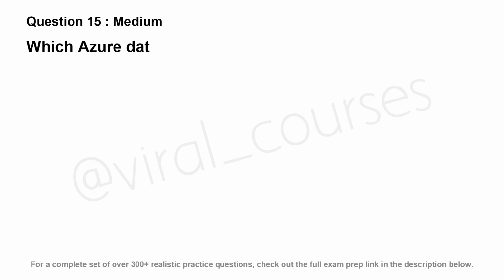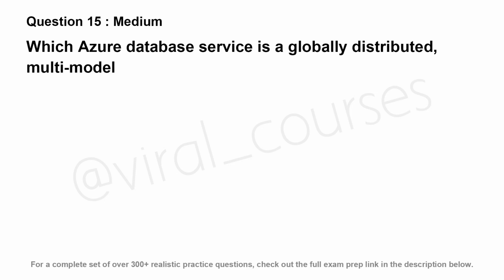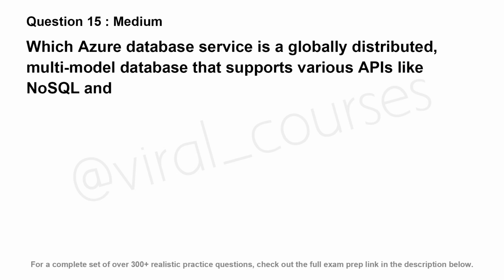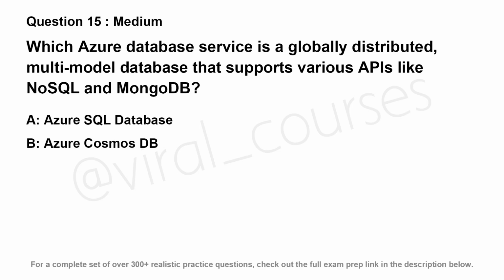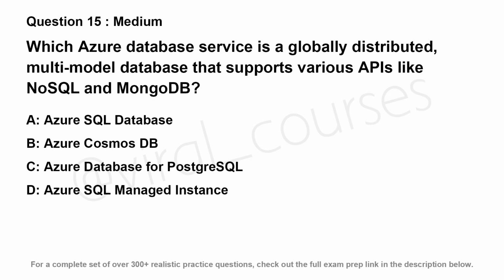Which Azure database service is a globally distributed, multi-model database that supports various APIs like NoSQL and MongoDB? Option A, Azure SQL Database. Option B, Azure Cosmos DB. Option C, Azure Database for PostgreSQL. Option D, Azure SQL Managed Instance.